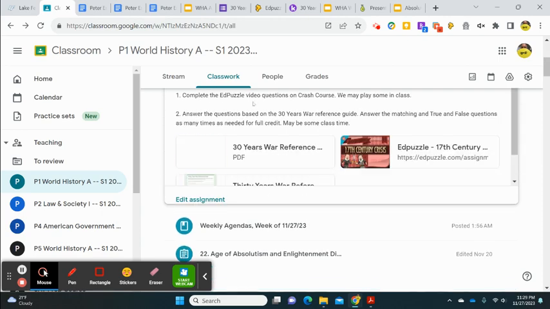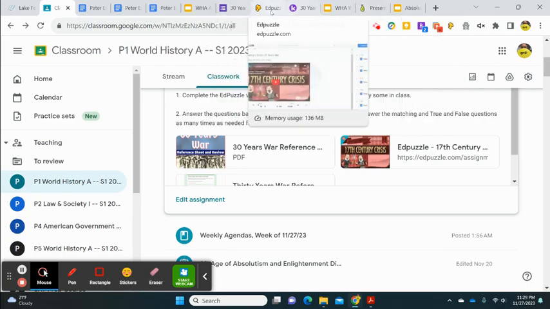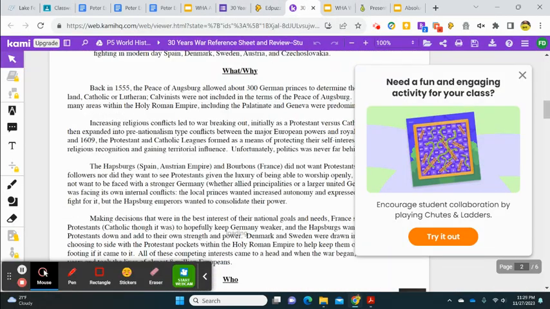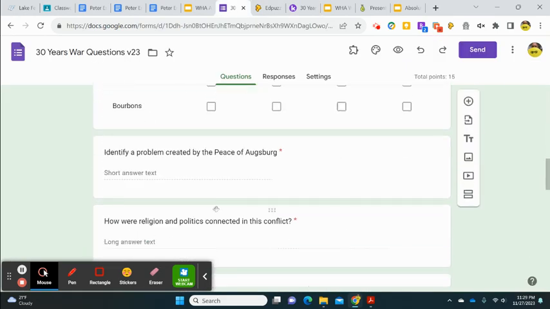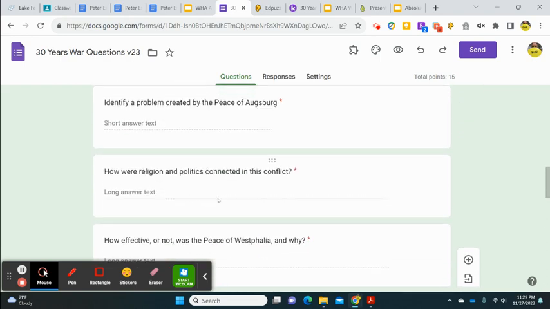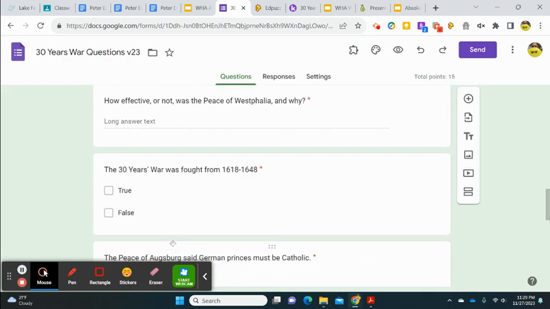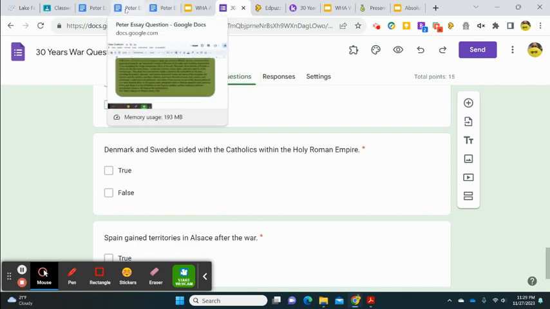And then, of course, the 30 Years' War reference questions, which I already went through. There's a reference sheet, and basically you can answer this as many times as you want to get full completion. Remember that it'll be returned to you. You can copy and paste these back in if you have to fix the true-false questions on the 30 Years' War. Remember the 30 Years' War? We did notes on this yesterday, and then you're going to do an Edpuzzle on the 30 Years' War.